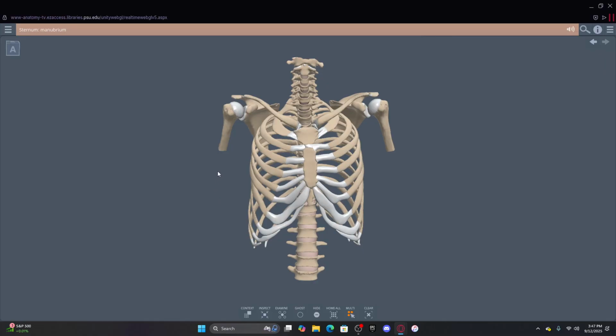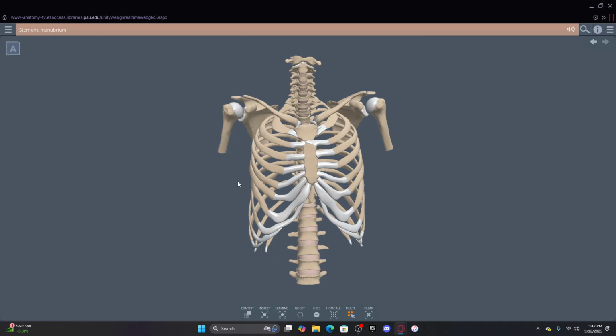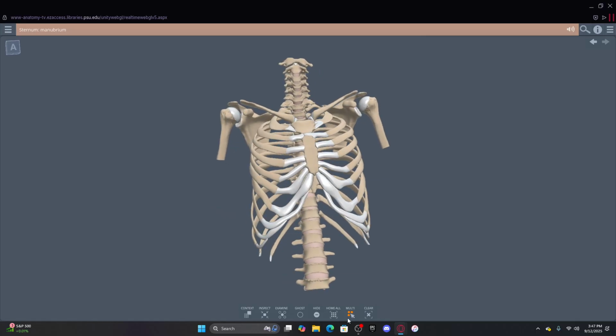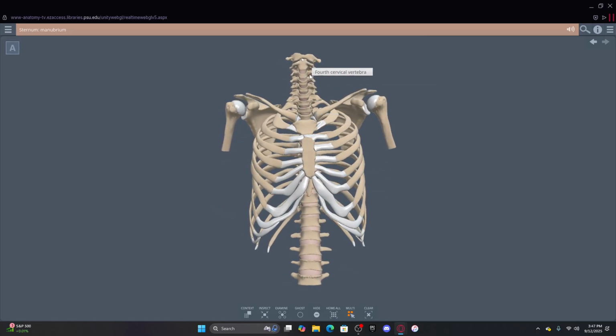But that being said, the end of the humerus is distal, away from this attachment point. Right, now we're going to go over medial and lateral. Medial defines the midline of the body. Lateral defines the sides of the body. So the sternum is medial to the humerus, whereas the humerus is lateral to the sternum. So medial is towards the midline, lateral is towards the side.